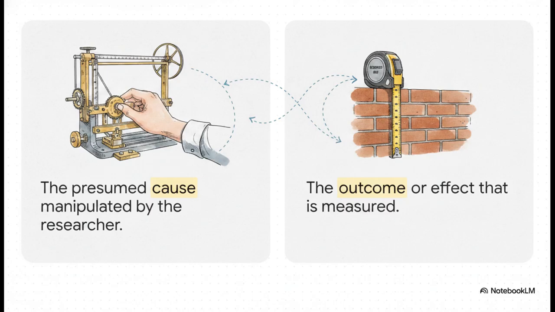So the crucial point is clearly distinguishing between them because they act as the main load-bearing pillars of your entire study. First is the independent variable. This is your presumed cause. It's the factor the researcher actively manipulates.